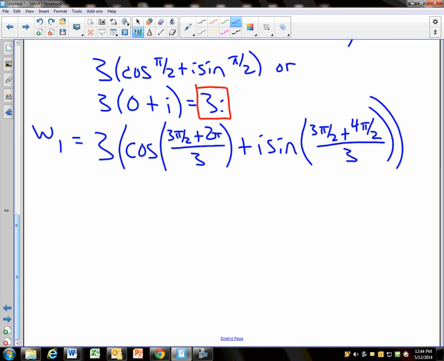Great, I got it all plugged in. What's 3 pi over 2 plus 4 pi over 2? 7 pi over 2 divided by 3 over 1. Multiply by the reciprocal and you get 7 pi over 6, right? We get 7 pi over 2 divided by 3 over 1. Cross off, multiply by 1/3. We get 7 pi over 6, right? Yes.